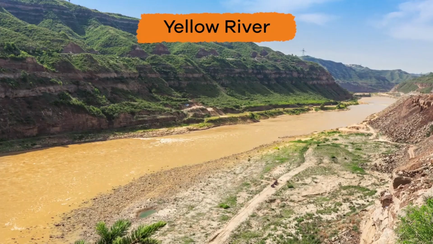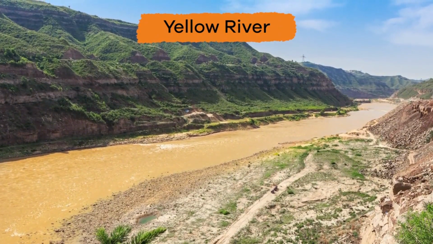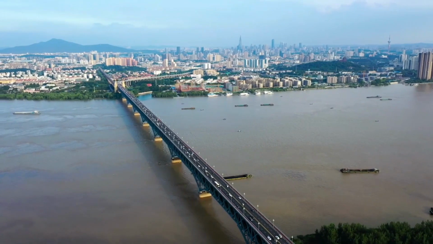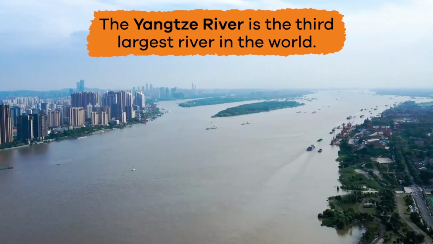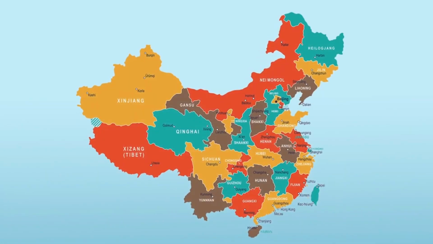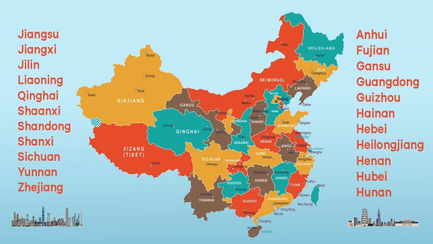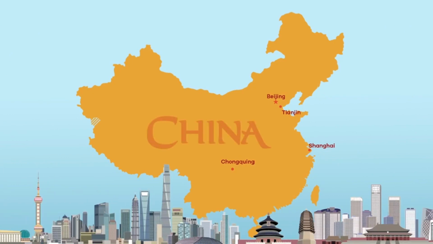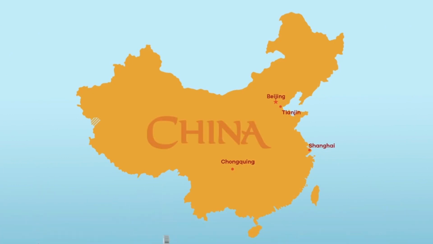The Yangtze and the Yellow Rivers are the most well-known, and at 3,915 miles in length, the Yangtze River is the third largest river in the world. China divides its land into 33 administrative units. These units include 22 provinces, 5 self-governed regions, 4 municipalities, which are basically like big cities, and 2 special administrative regions, Hong Kong and Macau.